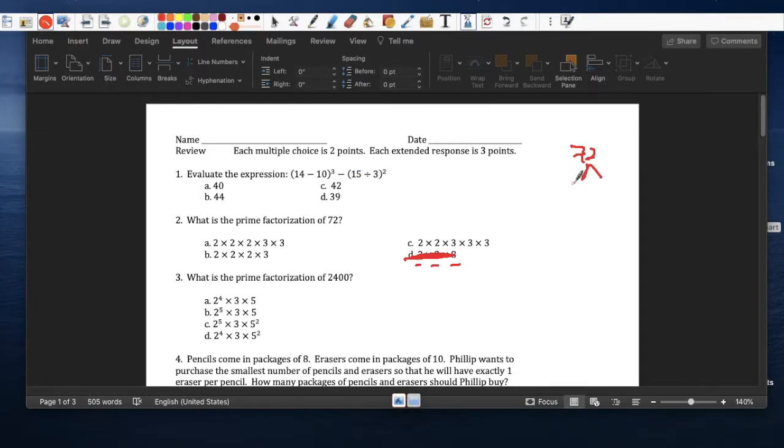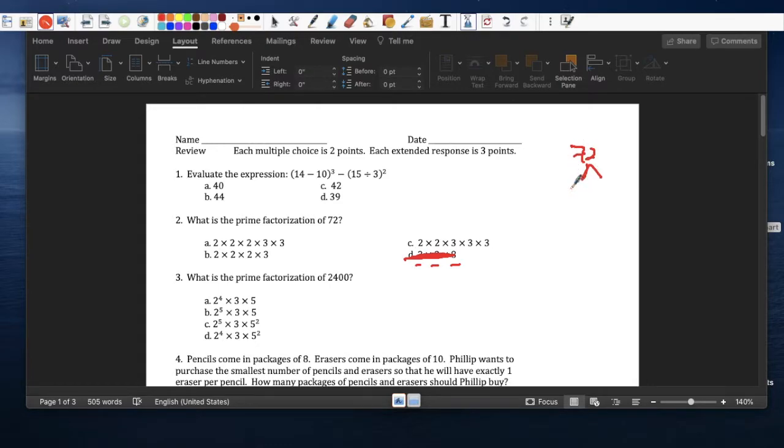I guess one way you can do this is just take the calculator and multiply 2 times 2 times 2 times 3 times 3, and see if you get to 72. Or see letter B, 2 times 2 times 2 times 3, see if we get to 72. Or even the last one, 2 times 2 times 3 times 3 times 3, see if it gets to 72. I'm actually going to do this because it's good practice.